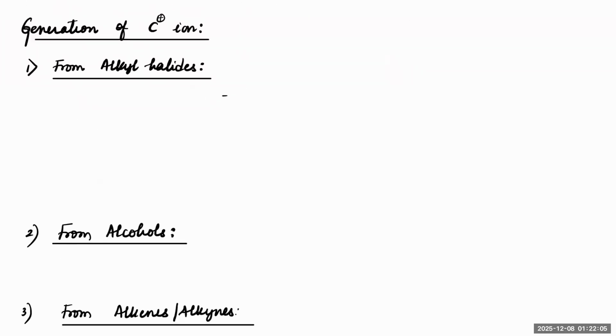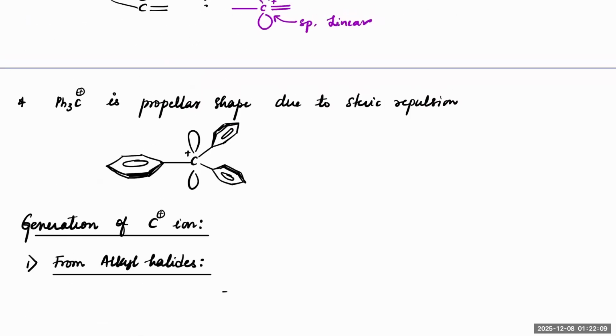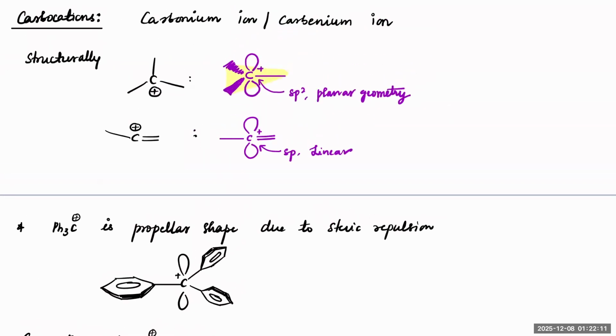How do we generate the carbocation? So can you scroll up? Carbo. Yes, beta. 1 second, please. Yeah. Answer.